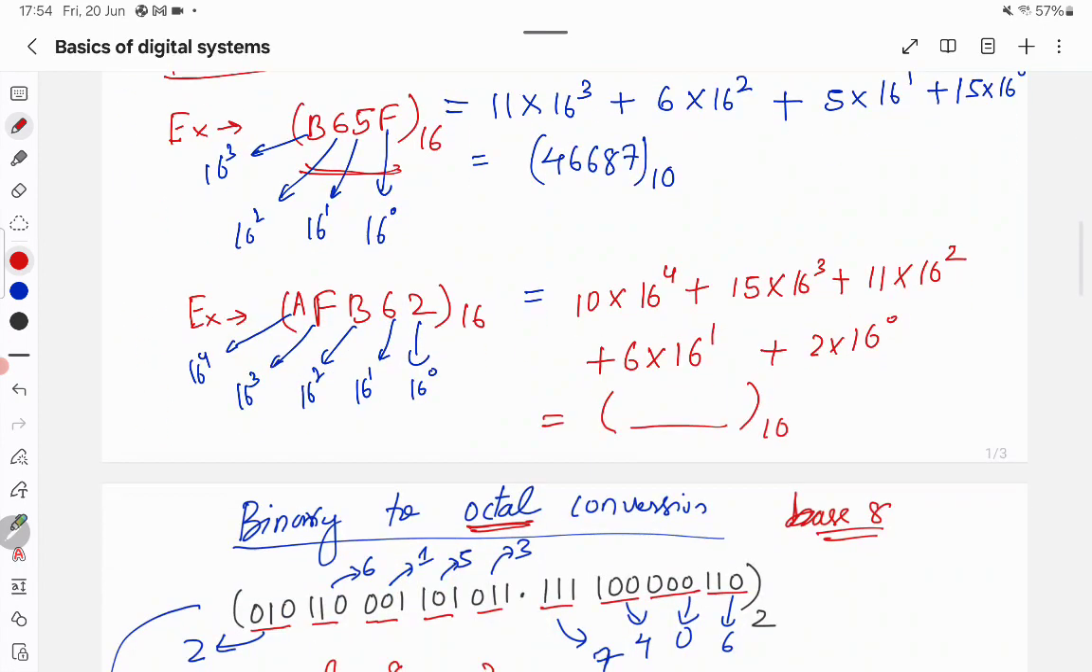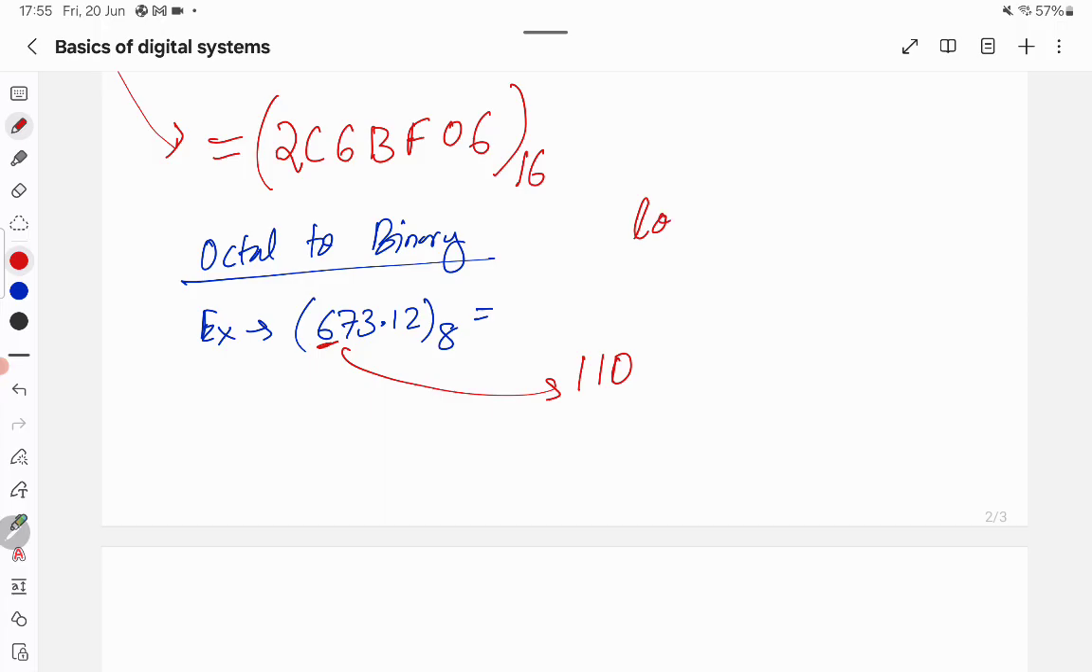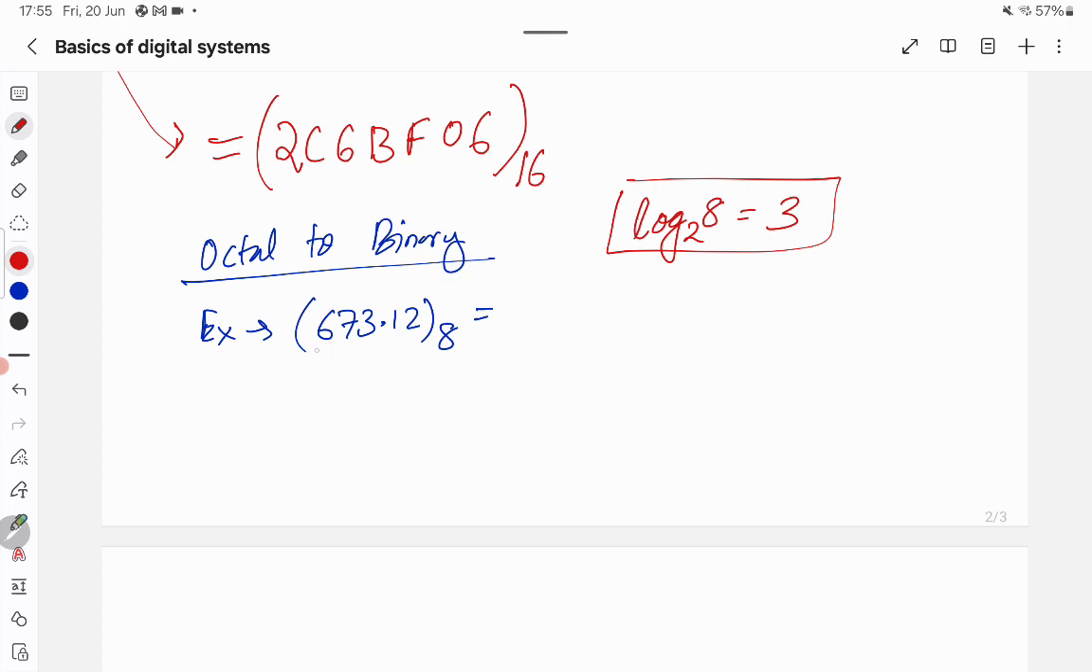So you will ask me, should I write 0110 or just 110? Both are the same for 6. Which one should you write, and how many digits should you use? In this case, you should use 3 digits. Why? Because since it is an octal number, you will do log 8 base 2, which is 3. So 3 digits per representation.